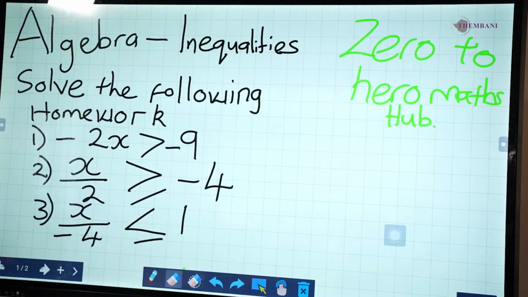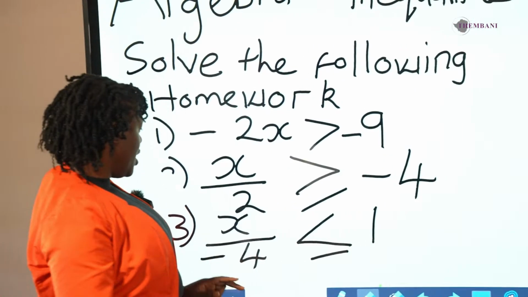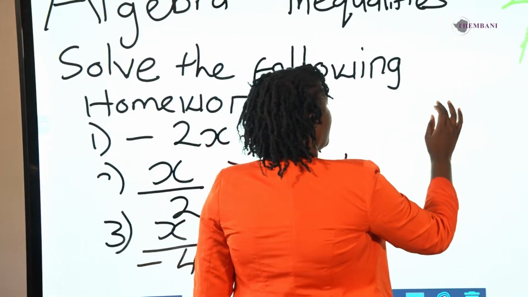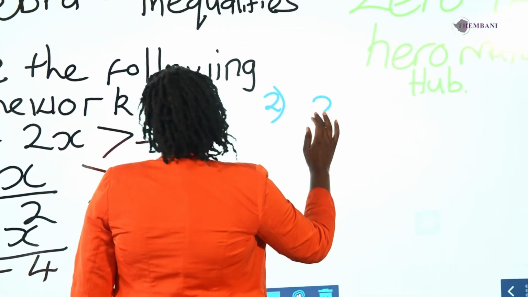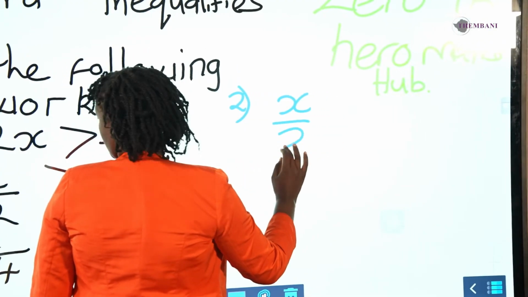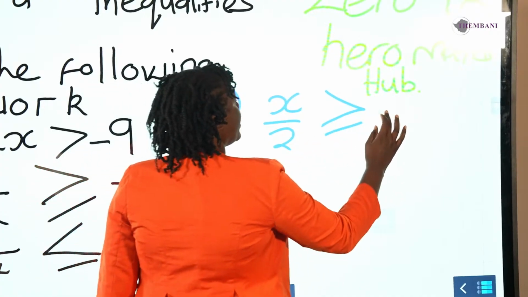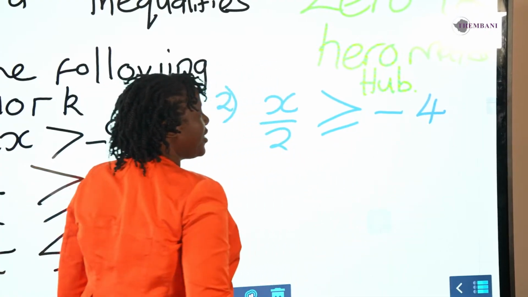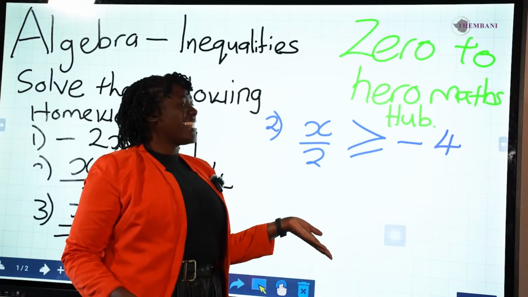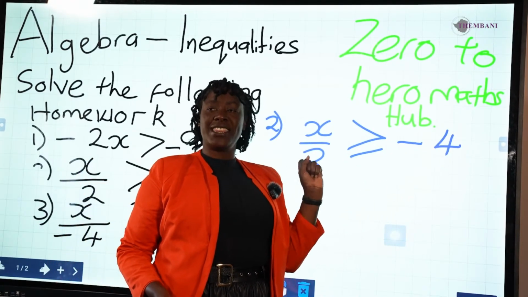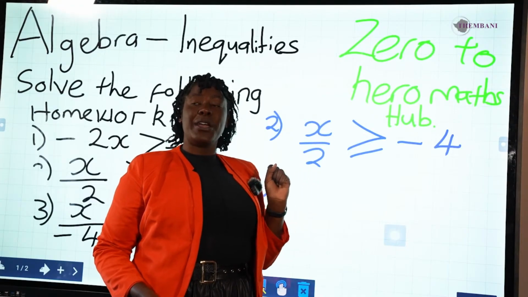Moving on to our second question, which was part of our homework, number 2. On number 2, we have x over 2 is greater than or equal to negative 4. Notice in this question that the negative is on this side. We are not dividing by a negative, neither are we multiplying by a negative.